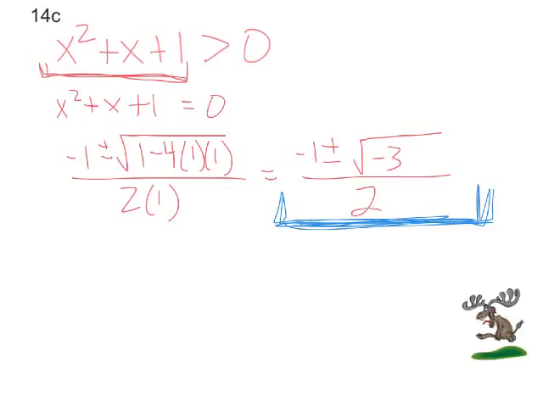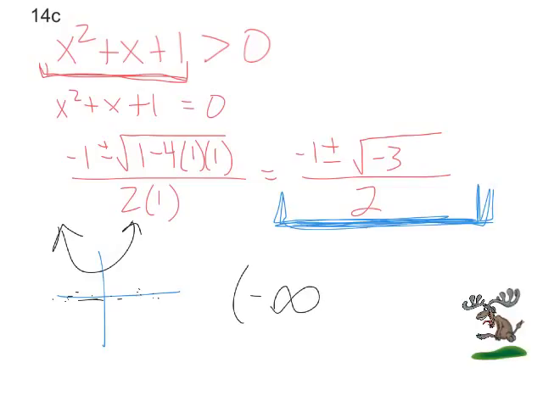So then the question is, does the curve open up or down? Because the leading coefficient is positive, we know it opens up. So the curve opens up and never crosses the axis. There's no spots where it crosses the axis down here. Therefore, that curve is always above 0. So our solution is negative infinity to infinity.